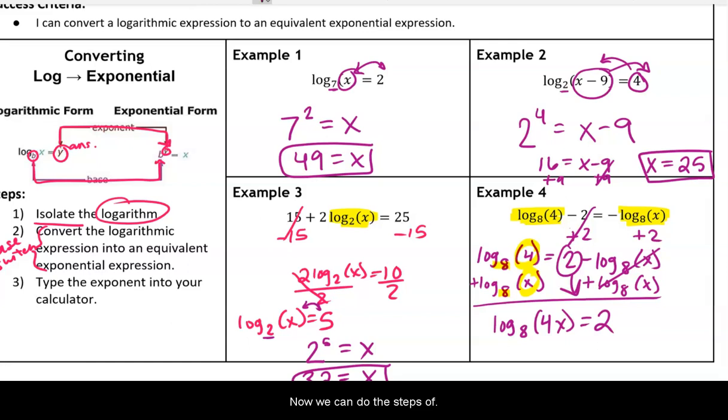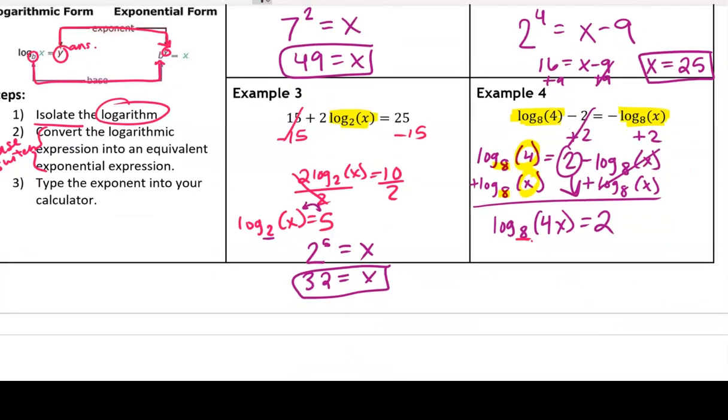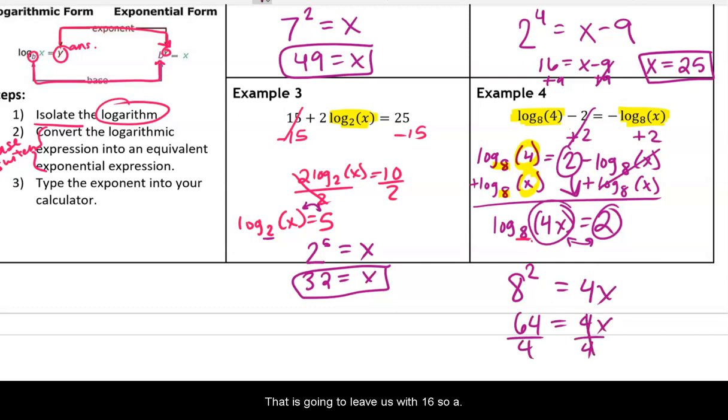Now we can do the steps of the base and switch. So our base here is 8. So our base of the exponent will be 8. And then we switch these here. So 8 to the 2 equals 4x. So 8 squared is 64. And now we can solve for x by dividing both sides. That is going to leave us with 16. So x equals 16 here. Ooh, that one was a bit of a doozy.